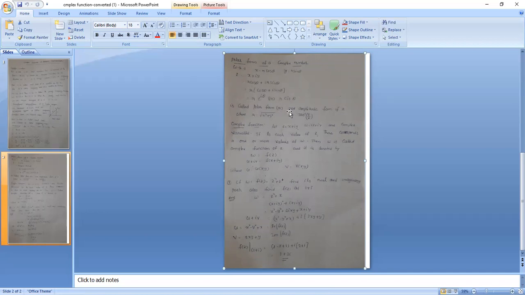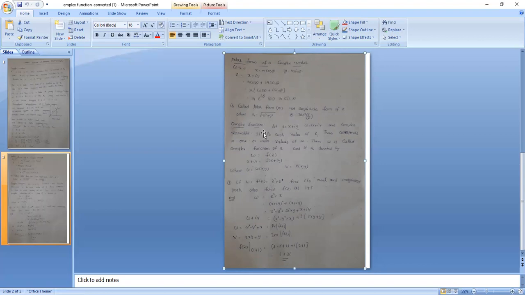So why are we calling it mod amplitude form of z? Here r equal to square root of x square plus y square. This is called the modulus of z. Theta is called the amplitude of z. So we are representing the z value in terms of r and theta, that means modulus value and amplitude value. So this is called the mod amplitude form of z.